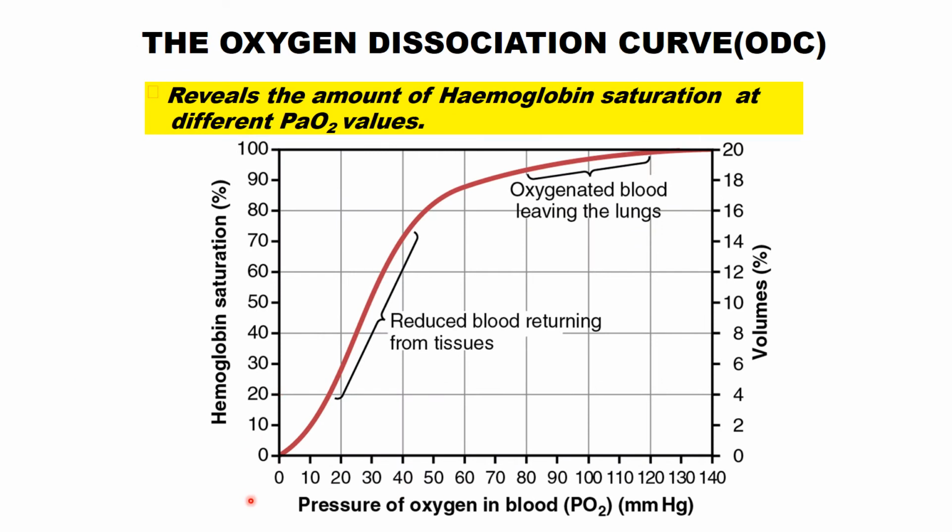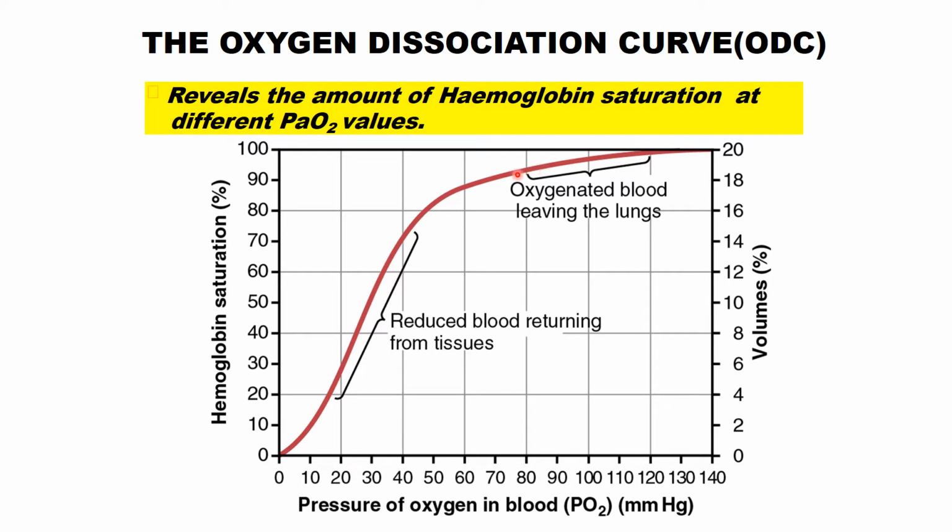So let's understand this oxygen hemoglobin dissociation curve. This curve is plotted by taking the x-axis and the y-axis. Along the x-axis we have the pressure of oxygen in blood ranging from 0 to 140 millimeters of mercury, while on the y-axis we have the hemoglobin saturation, which is expressed as a percentage from 0 to 100. So when blood leaves the lung and enters into the systemic arteries, the PO2 is usually 95 millimeters of mercury, and at this PO2 we can see the oxygen saturation or the hemoglobin saturation is 97%.